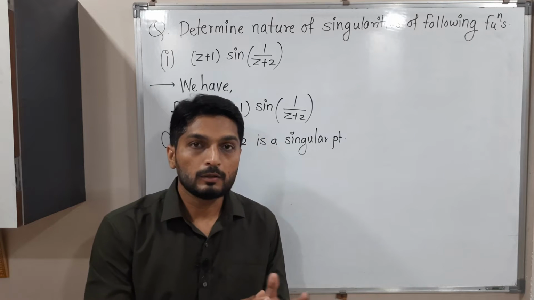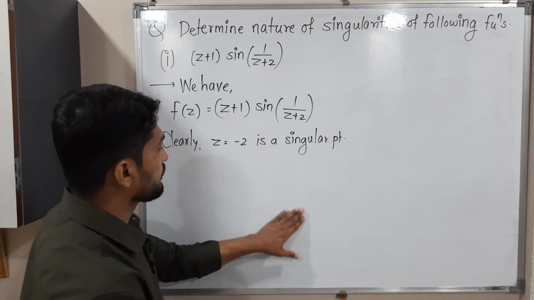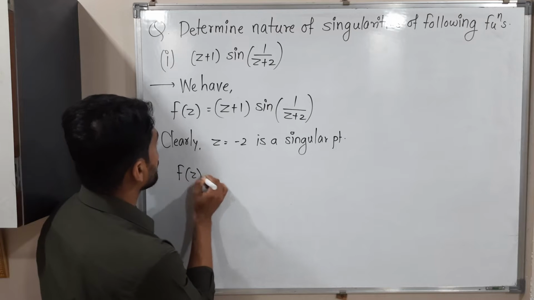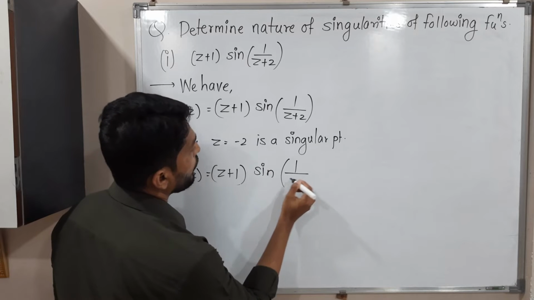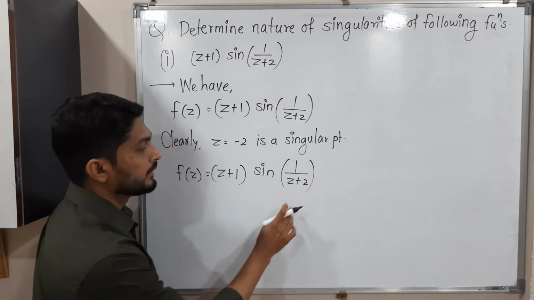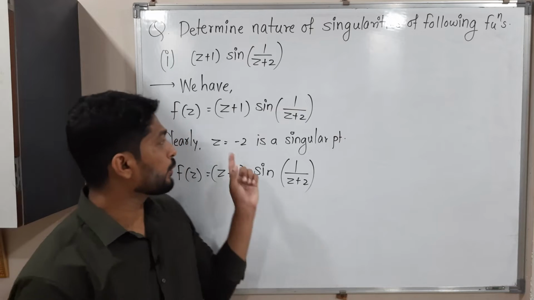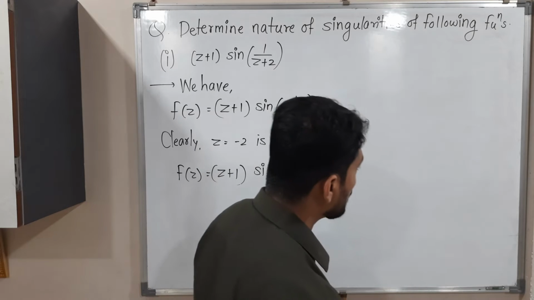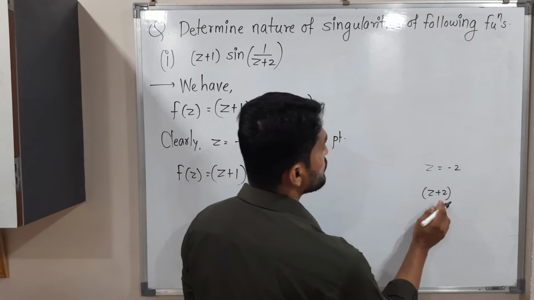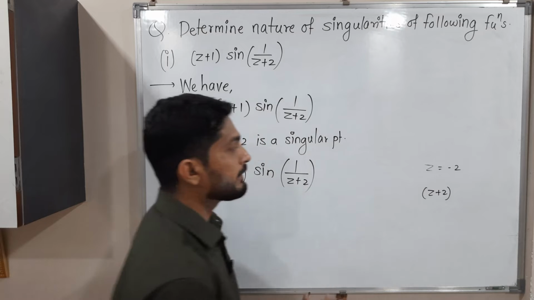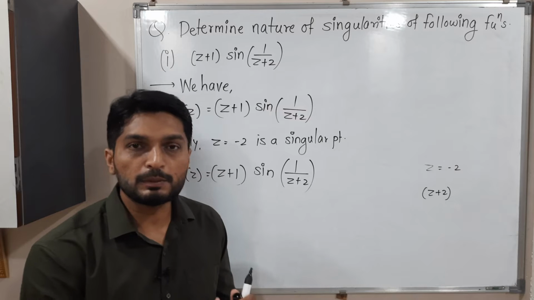So now let us start our main task. We have to find the Laurent series and we will find its type of singularity. So f of z is (z plus 1) sine 1 upon (z plus 2). We have to find the Laurent series about z is equal to minus 2. When you want the Laurent series about z equal to minus 2, that means by shifting minus 2 to this side you will have the bracket (z plus 2). This bracket should appear everywhere.